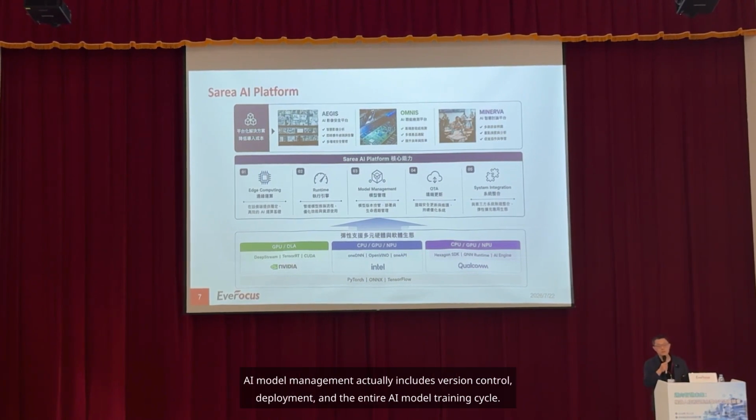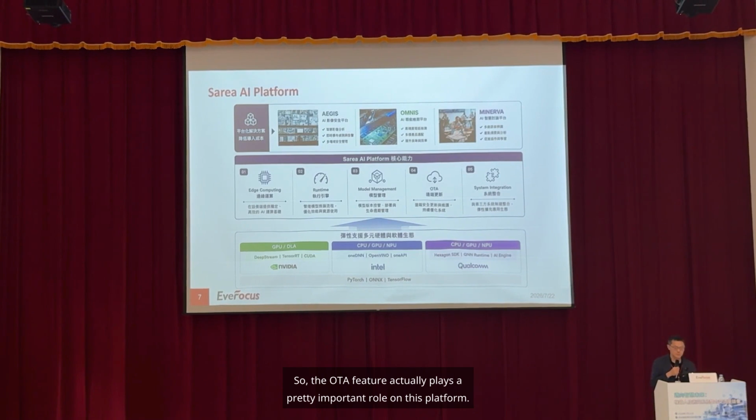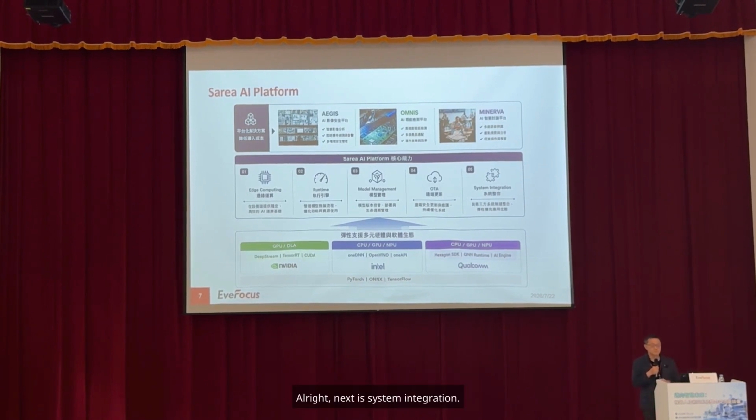AI model management actually includes version control, deployment, and the entire AI model training cycle. Next, through OTA remote updates, since this is actually a platform, it's not just about running the AI model. The key point is really about maintaining long-term operation, including updates, management, and deployment. So the OTA feature actually plays a pretty important role on this platform. Next is system integration.